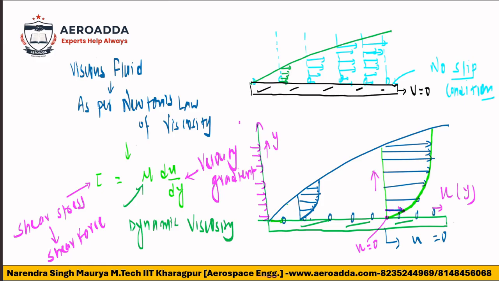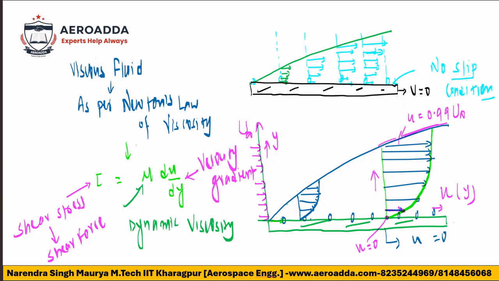If I say this velocity is capital U, approximately, this is the outer edge of the boundary layer. You can assume the velocity there is approximately 99% of the free stream velocity, that is 0.99 of U infinity. This U infinity is nothing but the free stream velocity. So inside the boundary layer, velocity starts from zero, increases in the vertical direction, and reaches 99% of U infinity.